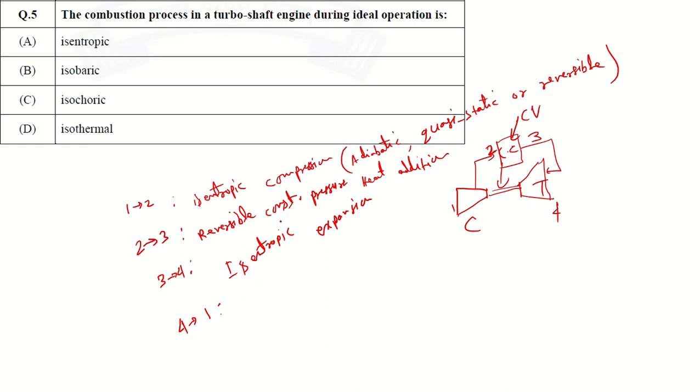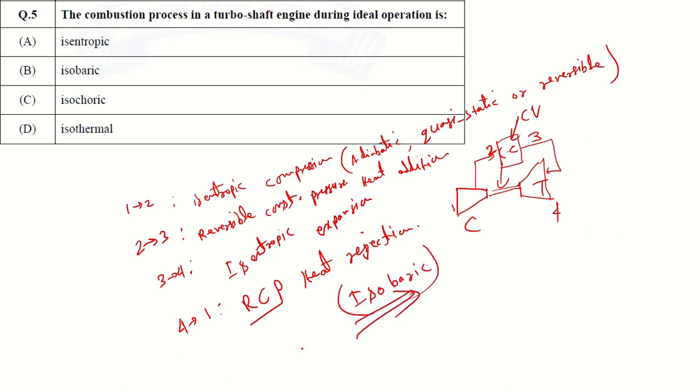Same, reversible constant pressure heat rejection. Here you will see it is called isobaric, constant pressure, which means isobaric. Now, according to this, option B is the right option. The combustion process of a turboshaft during ideal operation: in the combustion chamber we have reversible constant pressure, that is isobaric. So B is the right option.